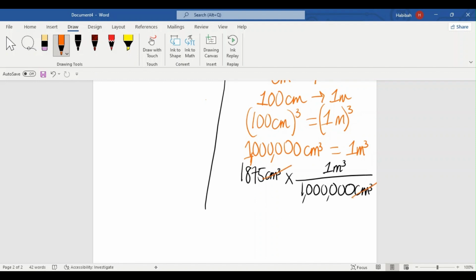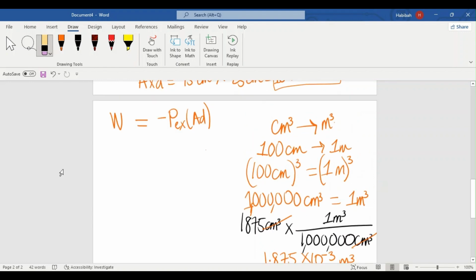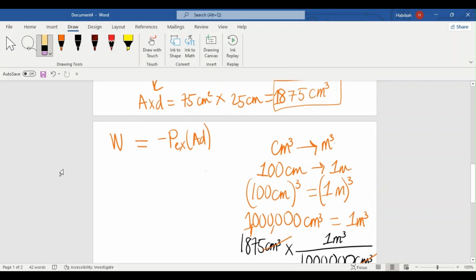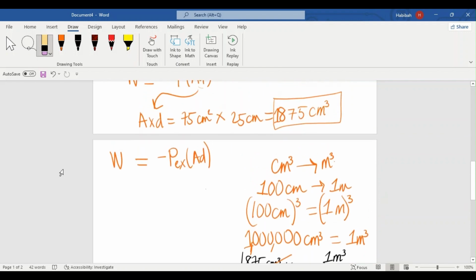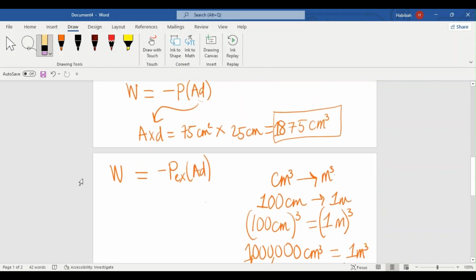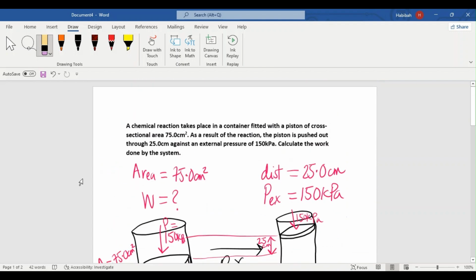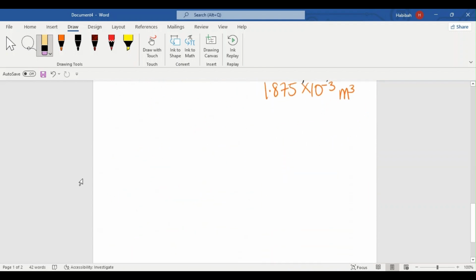1875 divided by 1 million is the same thing as us getting 1.875 times 10 raised to the power of negative 3 meter cubed. And this is what we're going to insert in our question. So now we have this 1875 centimeter cubed in meter cubed. Now we have the pressure. What is the pressure again? The pressure is 150 kilopascal.